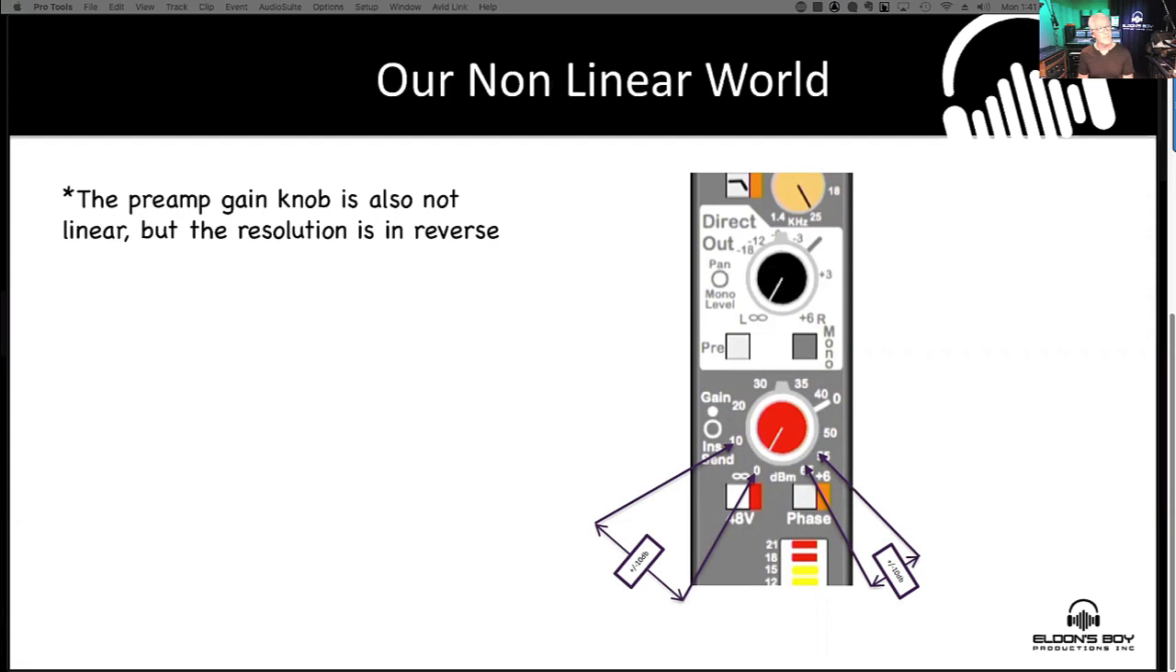The resolution at the bottom of the throw is actually very high. So we can make very small changes in gain and do this delicately until we get up into the very, very top end of the throw. Then we're making some considerable gain changes in a small distance there, right? So it's important to remember that it's the opposite for preamp gain versus an attenuator, right? Is that making sense? All righty, let's carry on.